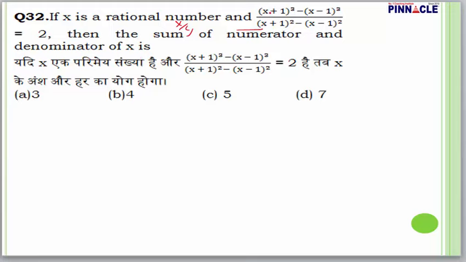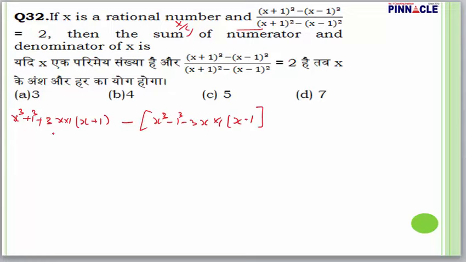So in this question, it is very difficult to put values. So we have to solve all this. Open this bracket. When we open, we will have x cubed plus 1 cubed plus 3 into x into 1 and then x plus 1, minus, x cubed minus 1 cubed minus 3 x into 1 and x minus 1.